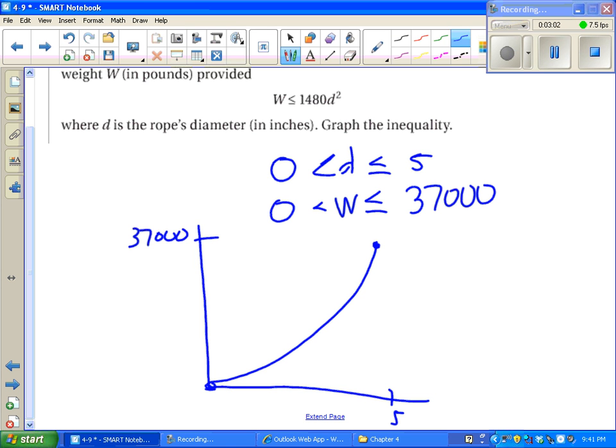What we really have to do is shade the direction that we're supposed to. We can support weight below this amount. If we have weight higher, we're going to break the rope. And that's it.